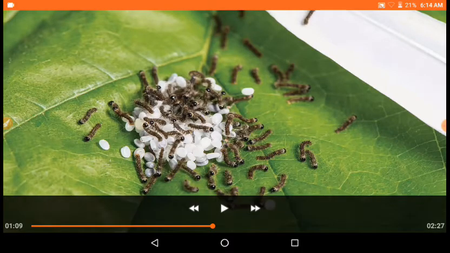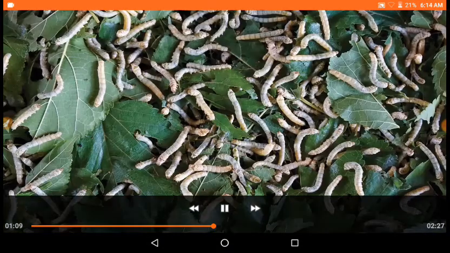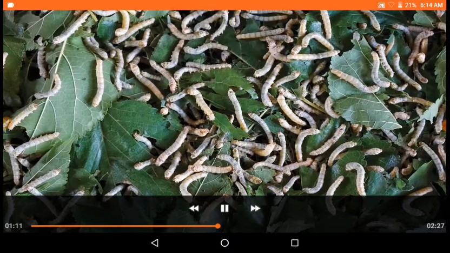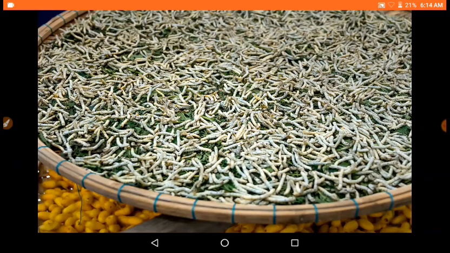As I told, the eggs are kept in trays along with mulberry trees. After sometime, which is 1 or 2 weeks, the eggs hatch and silkworms or caterpillars are born. In the figure here also you can see it is kept with mulberry trees.